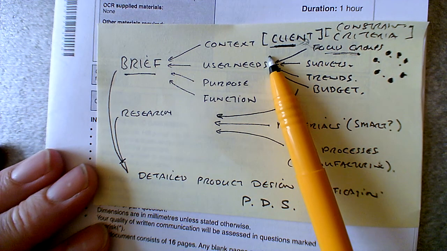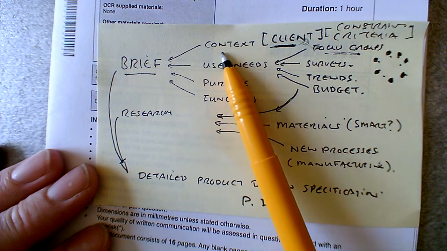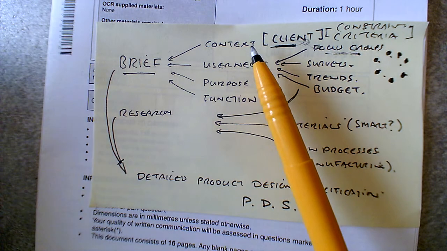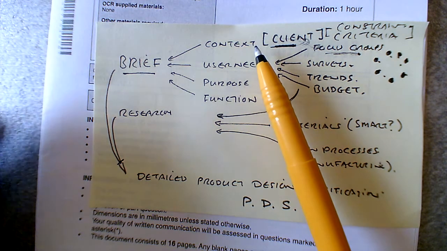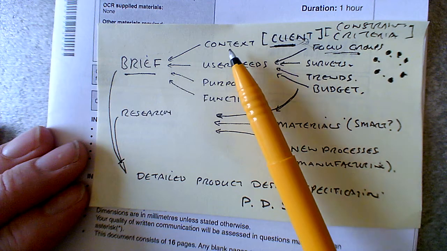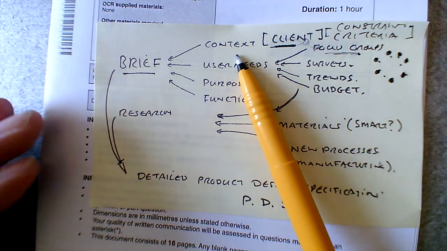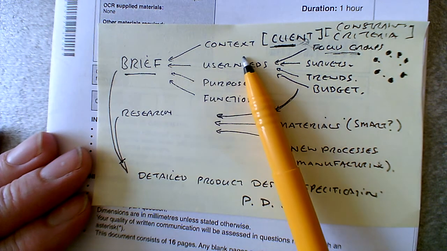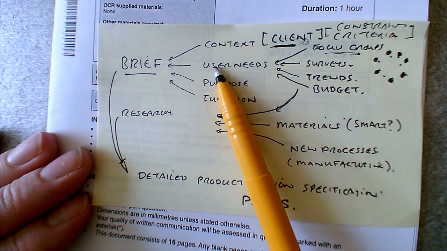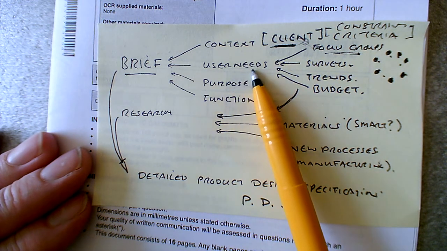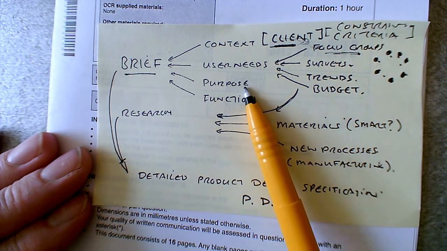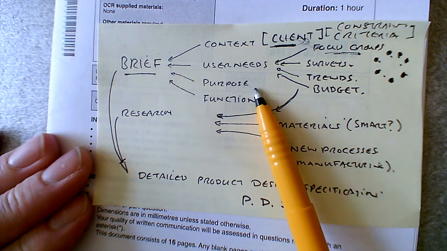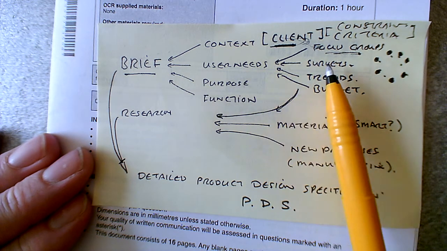So you'll ask them the sort of questions. So what is the context of the product? A multi-gym is going to be used in a gymnasium. A fan heater might be used anywhere in the home. Kettle's used in the kitchen. What's the context of the product? Who's going to be the user? What are the user's needs, if you will, and the purpose of the product, what's its function, what's it supposed to do.